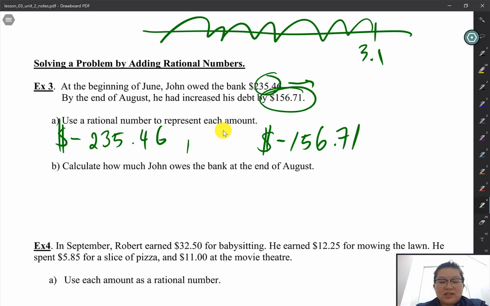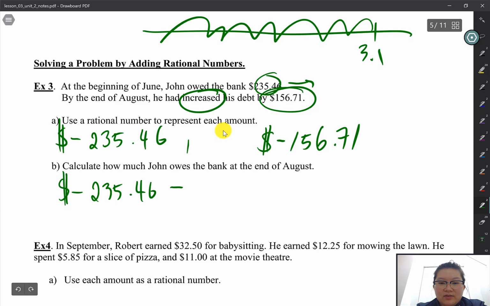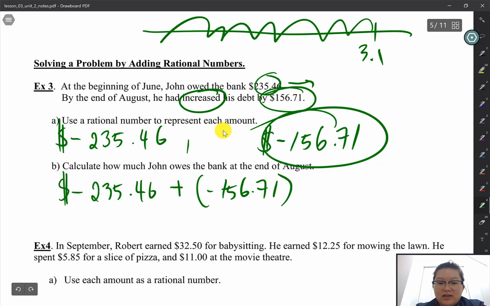So what this would be is negative 235, which is what John owes to begin with. He increases his debt, so we're going to have to add this debt on to what he already has. And that's kind of what this question is trying to do. Okay, so we add them up and we get a number.